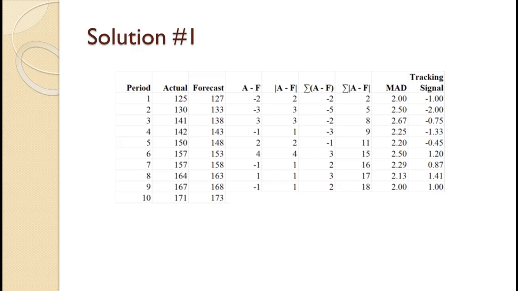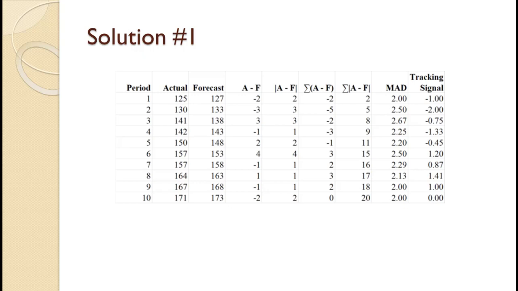For period 9, 167 minus 168 equals negative 1. The absolute value of negative 1 is 1. The cumulative A minus F is 3 plus negative 1 equals 2. The cumulative absolute value A minus F is 17 plus 1 equals 18. The MAD is the cumulative absolute value A minus F value of 18 divided by 9 equals 2.00. Finally, the tracking signal is the cumulative A minus F value of 2 divided by the MAD of 2.00 equals 1.00.